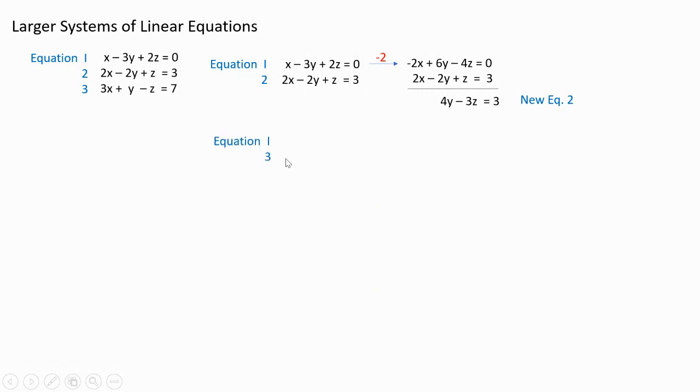Okay. Now similarly, I'm going to get equation 1 and 3 and do the same thing. I'm going to get rid of the x's. So I'm going to multiply equation 1 by negative 3. Once I multiply negative 3 times every term on equation 1, it's going to give us negative 3x plus 9y minus 6z equals 0. Equation 3, we'll just slide it over. Then we're going to add them, right? So the x will be eliminated. And 9y plus y will give us 10y. Negative 6z minus z will give us negative 7z. And 0 plus 7 will give us 7. So this is my new equation 3.